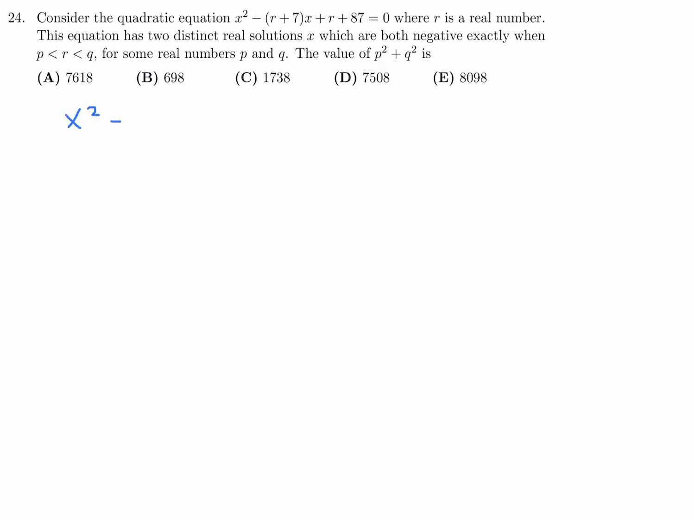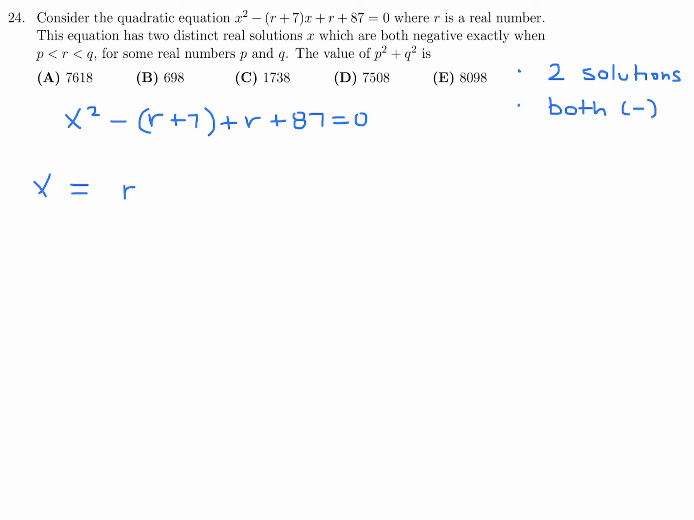We have x² − (r + 7)x + (r + 87) = 0. Now, we have to find two solutions, first of all. So that means the discriminant cannot be 0, and I'll talk a little bit about that later. Both of these solutions are going to be negative. Okay, so those are some important conditions that we have to keep in mind. So let's just go ahead and do the quadratic.